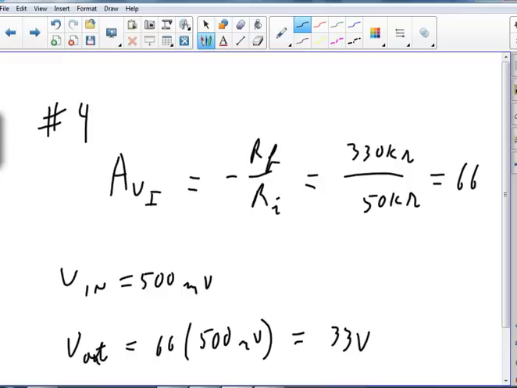Now, it doesn't tell me what my power supply is supplying, right? So I don't know that I'm limited to plus or minus 12 or plus or minus 30. So I could just assume that I'm limited to plus or minus 50 volts and I can get to 33. He should have told us. And so that's number 4.